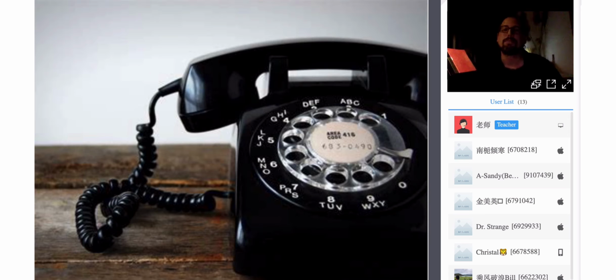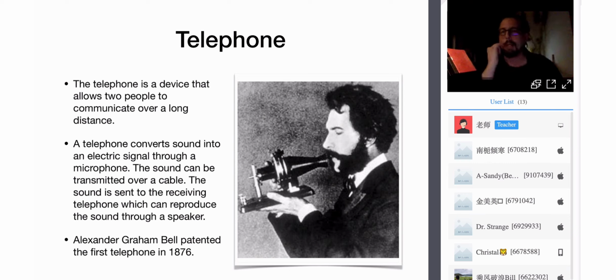This is the telephone. A telephone allows people to communicate over long distances. It's a combination of a microphone, a device that converts sound into an electric signal. I couldn't tell you how that works today. But the sound is then transmitted over a cable and sent to the receiving telephone that can reproduce the sound through a speaker. So the parts of the telephone are the microphone, the transmitter, and the receiver, or the speaker. First invented by, or patented by, Alexander Graham Bell.